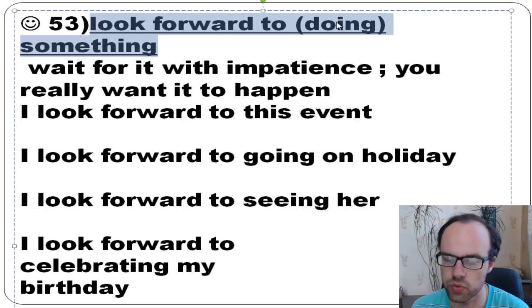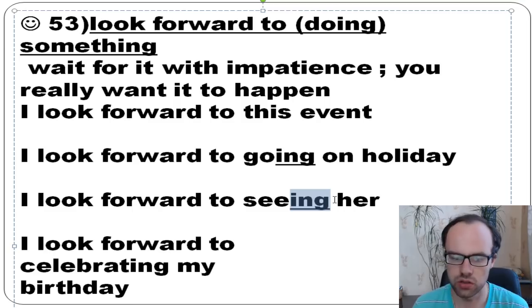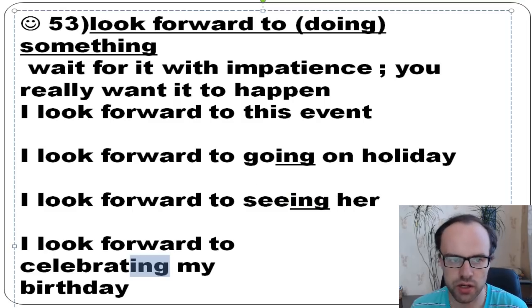Don't forget to put ing, okay? So I look forward to going on holiday. I look forward to seeing her. So we use ing again, so I really want to do it. I look forward to celebrating my birthday. It means I really want to celebrate my birthday, so when will this day come?